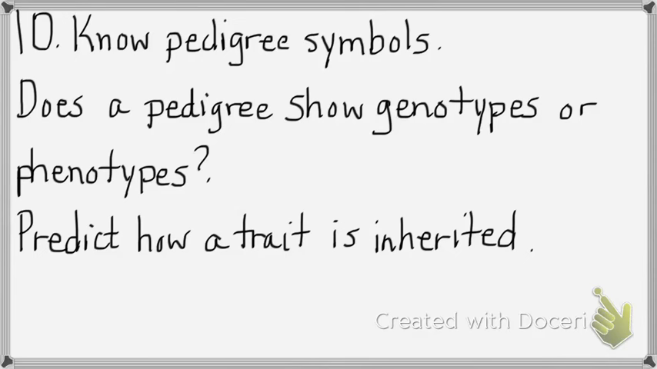And then that brings us to our pedigrees. What does a circle stand for on a pedigree? Female. And square is male. And then what do you do if one of the individuals has the disorder? You color it in. Here you go, Angelina.